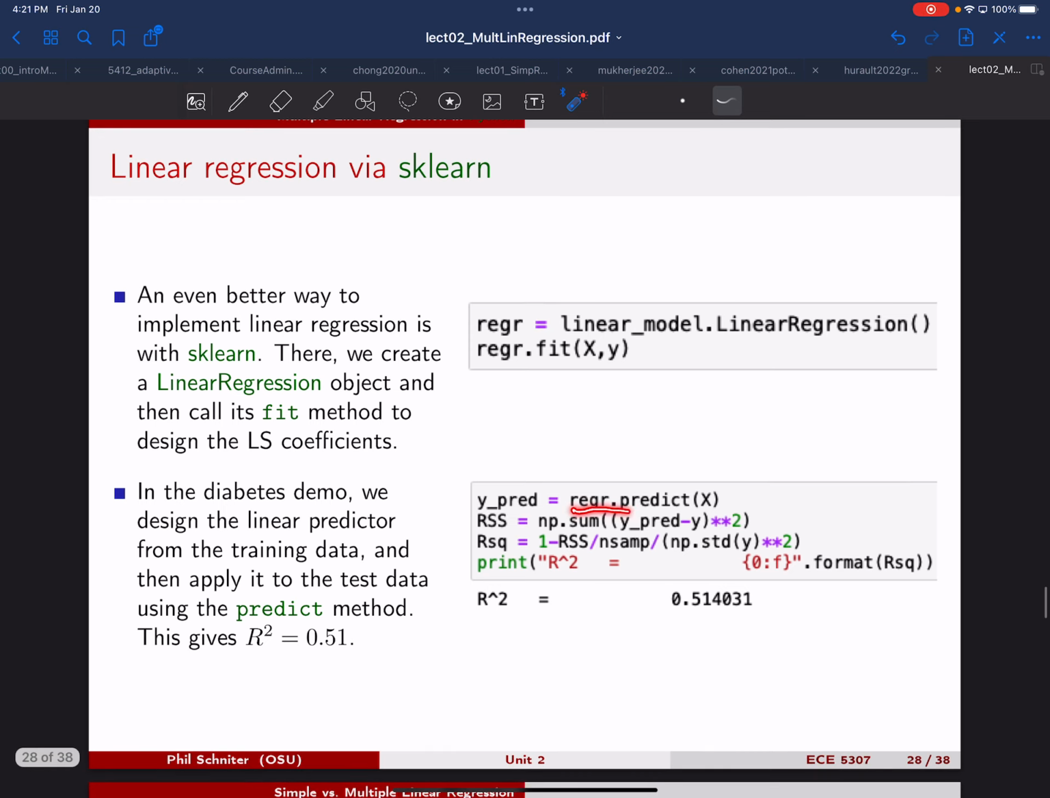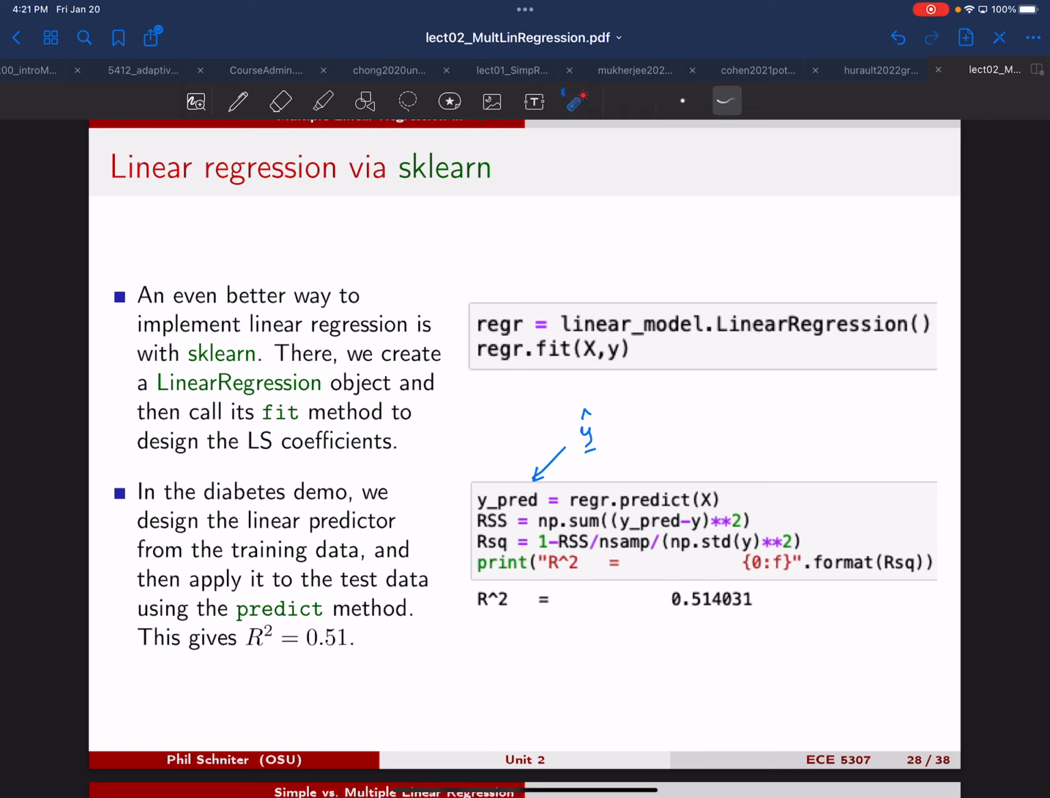You can say regression.predict, where it will take the internally stored beta coefficients, apply them to these features x, and generate the linear predictions y corresponding to those features x. So that's what we're doing here. X is our training data. So y predict will be our y hats. This is like our y hat vector, which is a vector of all the predictions of the training labels.